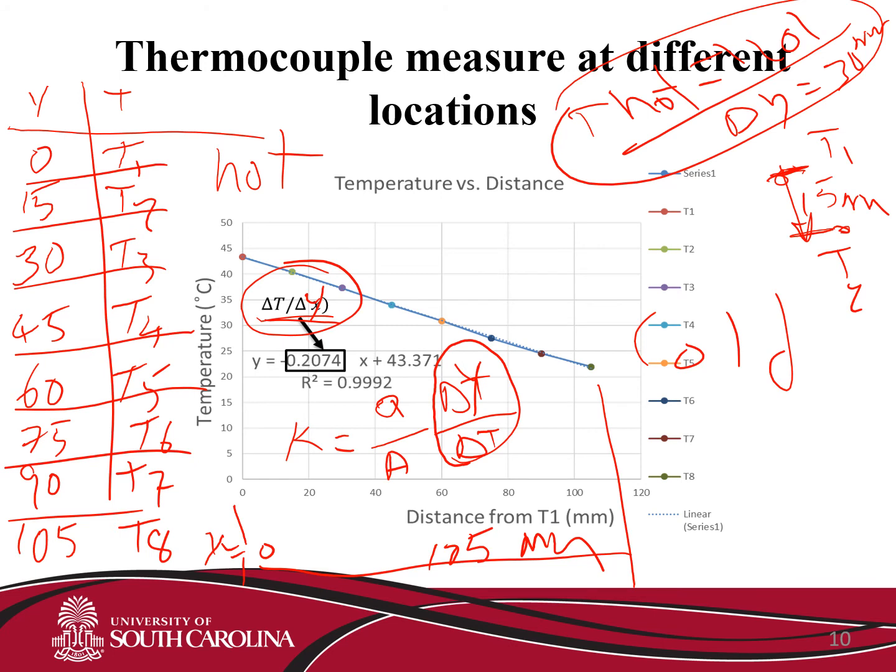So you can say, okay, this is K here, this is clear, K equals Q over A, times 1 over delta T over delta Y, right? You can apply this number, 0.20474, and then you find the thermal conductivity. This is what I need you to calculate, the thermal conductivity.